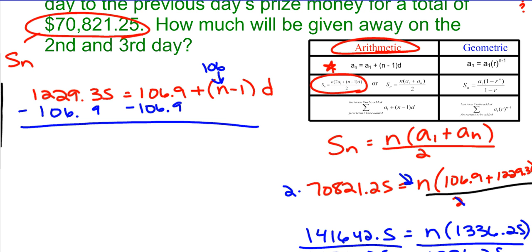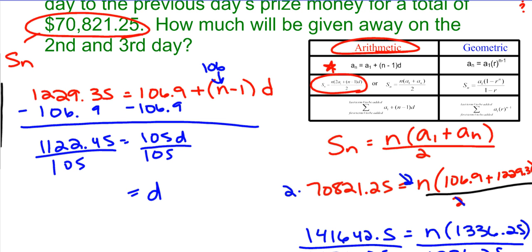And when I do that, I get 1122.45. And then that equals 106 minus 1, which is 105D. So to find my D, I'm going to divide by 105. And when I do that, I get my D to be 10.69. Look at how creative they are, 106.9 again. So they're adding $10.69 to how much they're giving away every day.